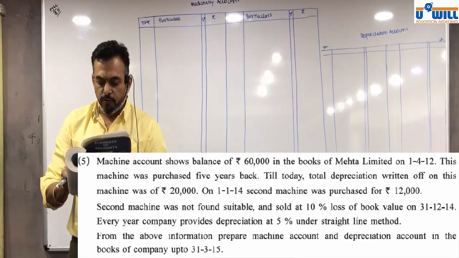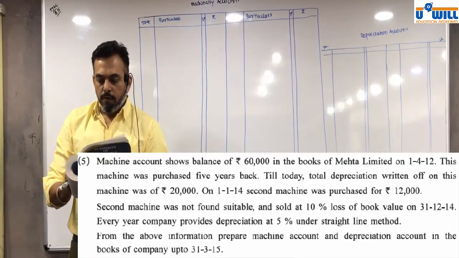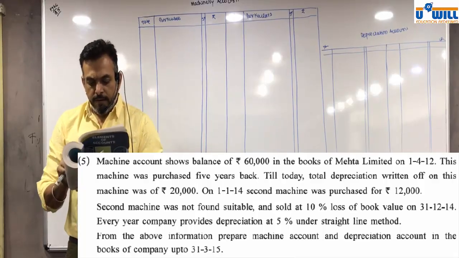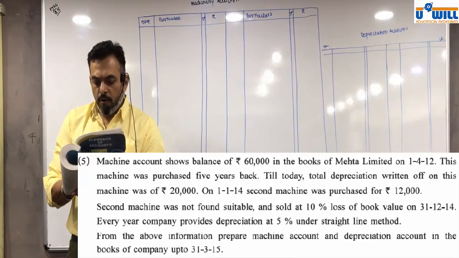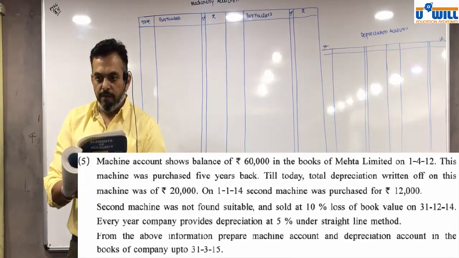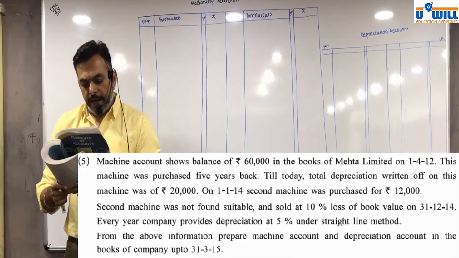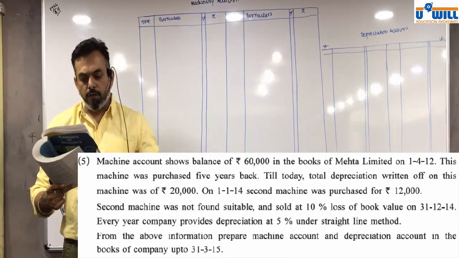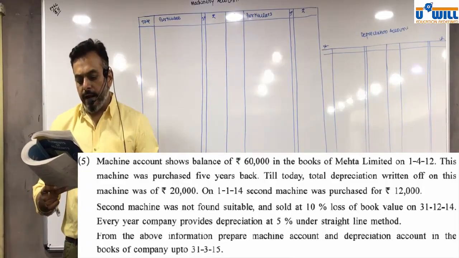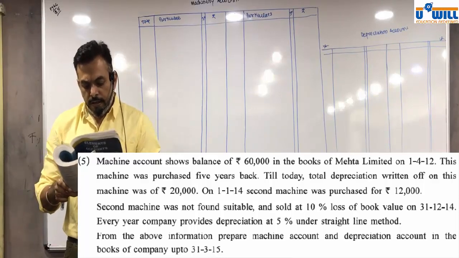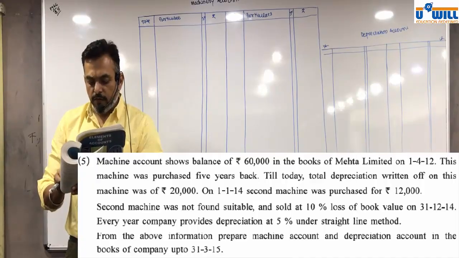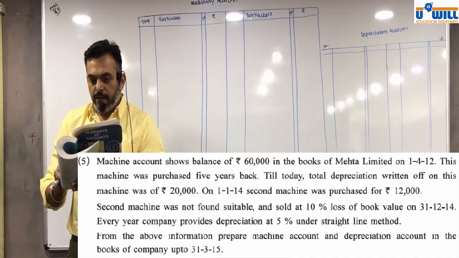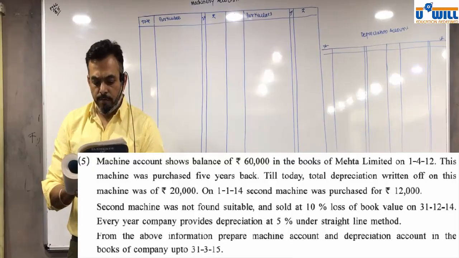Now सबसे पहले 1/4/2012 को मार्क करो, वहाँ पे लिखो OP, so opening balance. Then 1/1/2014 पे बॉक्स बनाओ, वहाँ पे लिखो P2, purchase machine 2. Second machine was not found suitable and sold at 10% loss on book value on 31/12/2014. So 31/12/2014 पे बॉक्स बनाओ, S2 लिखो, sold machine 2.